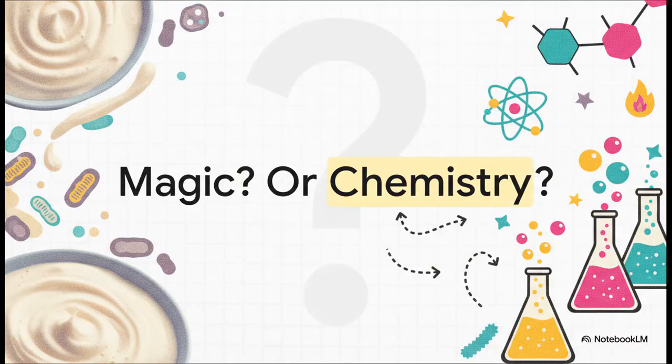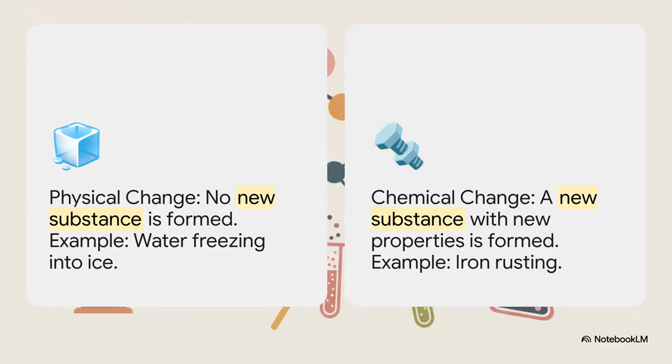Let's go! So let me ask you something. When you leave milk out and it turns into yogurt, what's going on there? Is it magic? Or is it something a little more scientific? Well, spoiler alert, it's all chemistry. And it all boils down to this one crucial difference: physical versus chemical change.